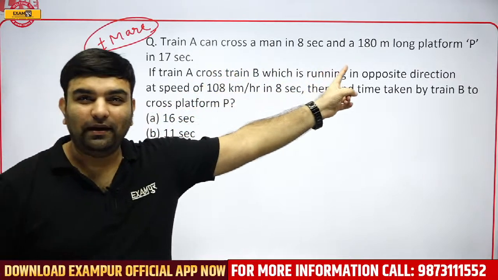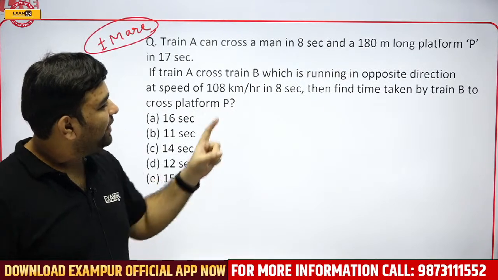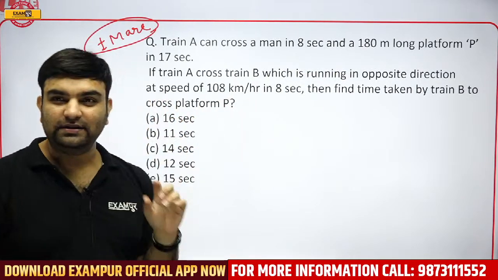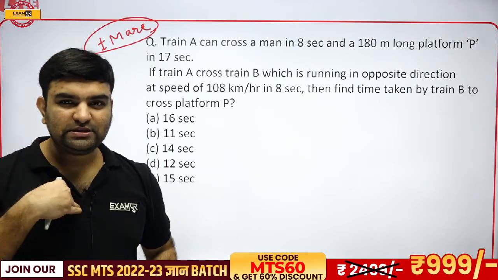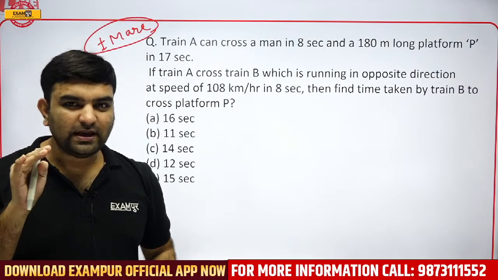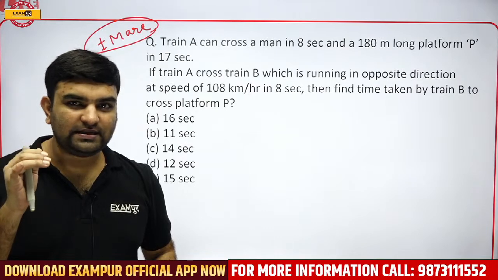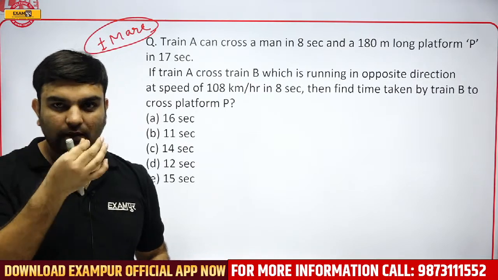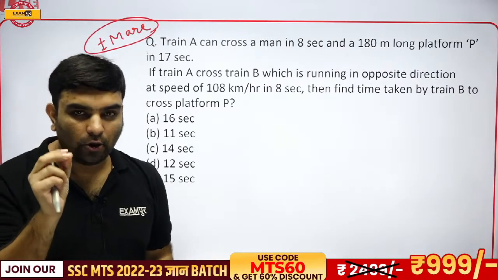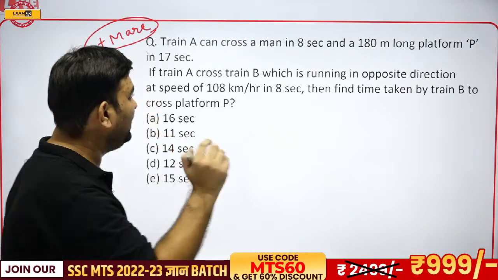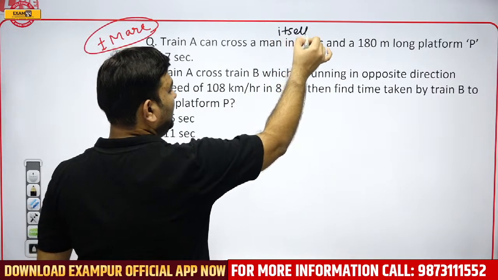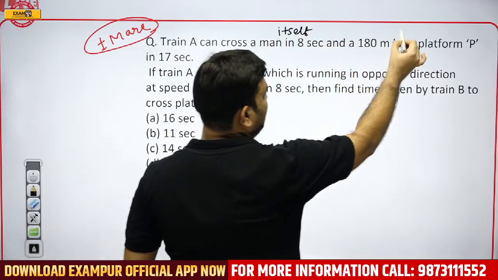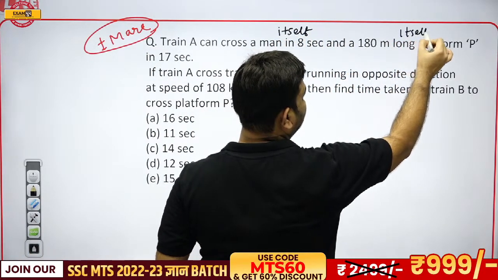A train crosses a man in 8 seconds and a 180-meter long platform in 17 seconds. Crossing a man means crossing its own length. Crossing a platform means crossing itself plus the platform.